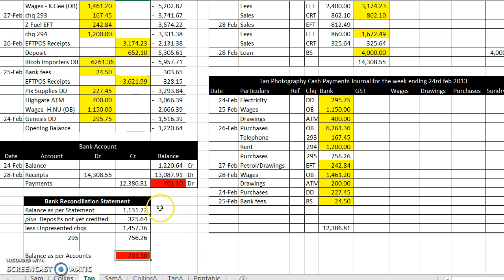Make that red. See that it's balanced. Stand up, do a victory dance. Brilliant.